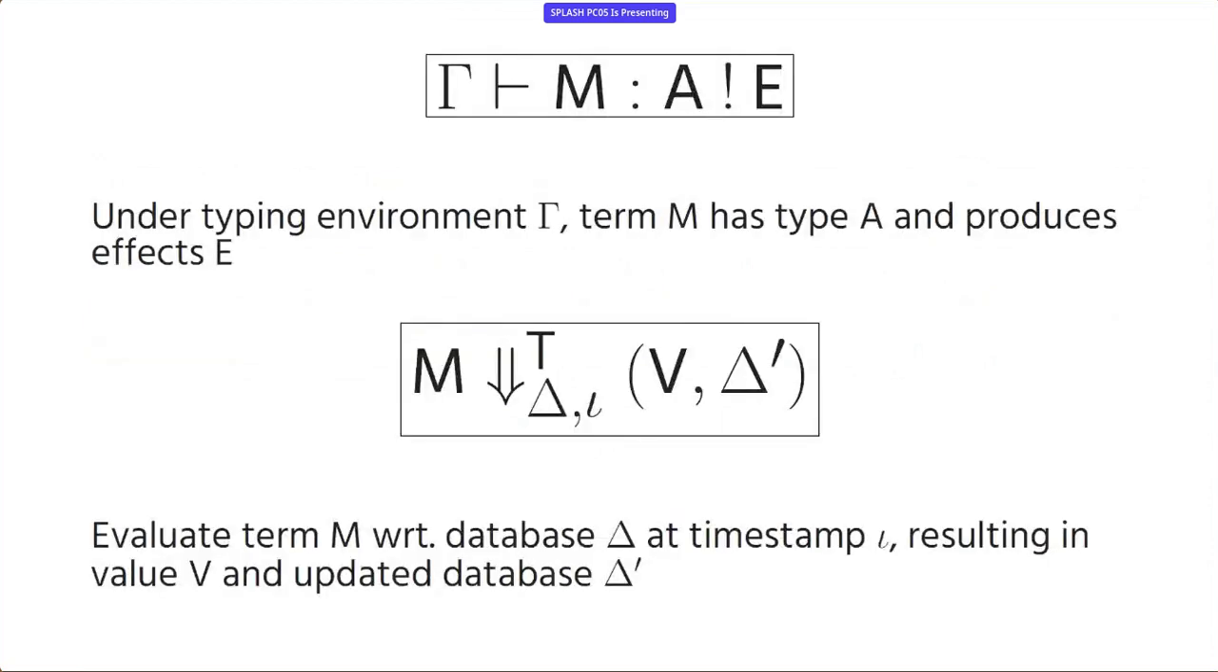The second judgment that I'm going to be talking about is the evaluation judgment. We use a big step judgment here. And this is saying that I want to evaluate term N with respect to some database Δ and timestamp ι, resulting in a final value V and an updated database Δ'.